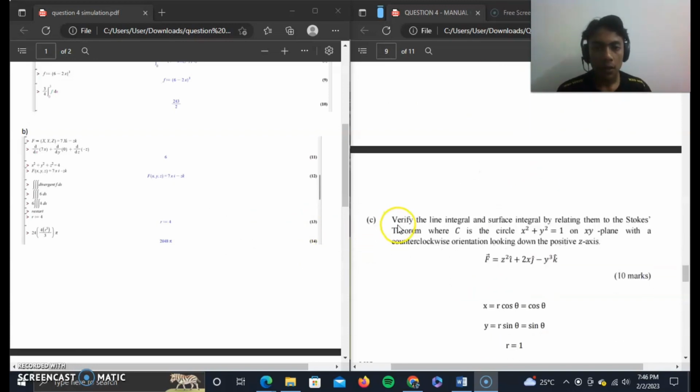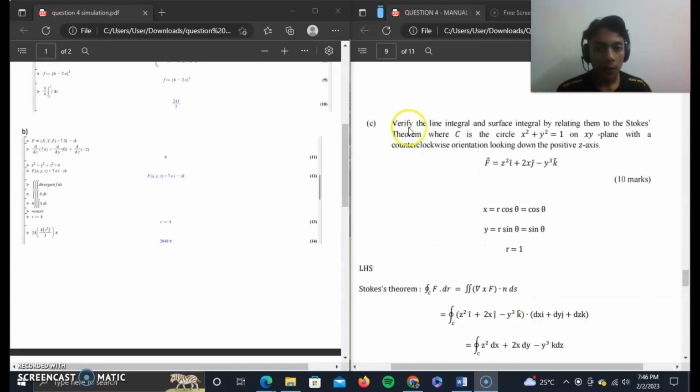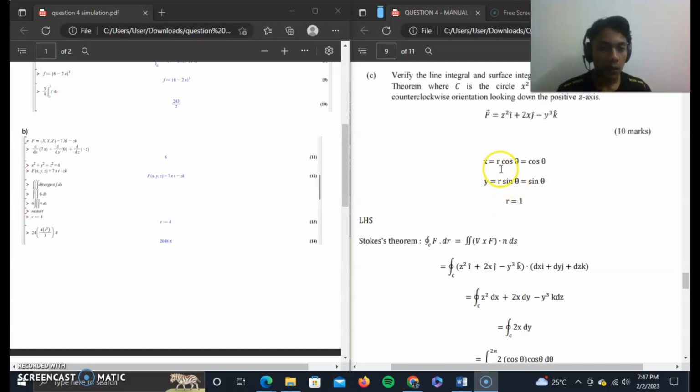Okay, for question 4C, verify the line integral and surface integral by relating them to Stokes' theorem, where C is the circle x square plus y square equal to 1 on the xy plane with counterclockwise orientation looking down the positive z axis. The F vector equals z square i plus 2x j minus x to the power of 3 k. We know that x equals r cos theta equals cos theta, y equals r sin theta equals sin theta, and r equals 1.